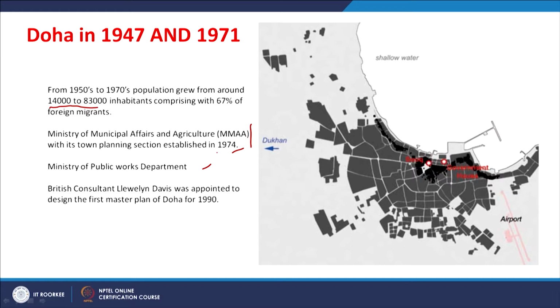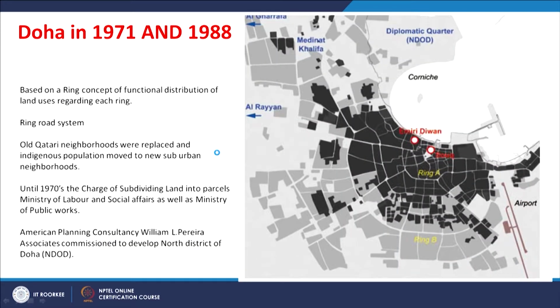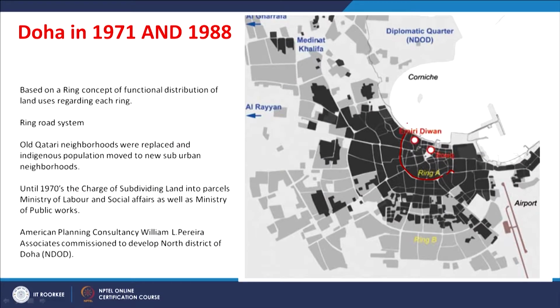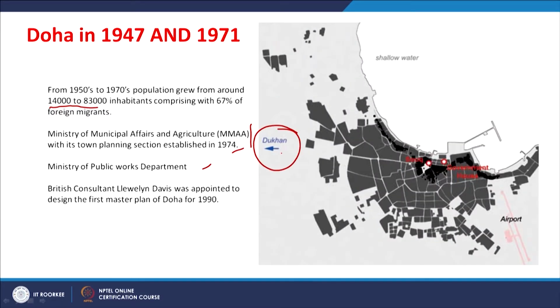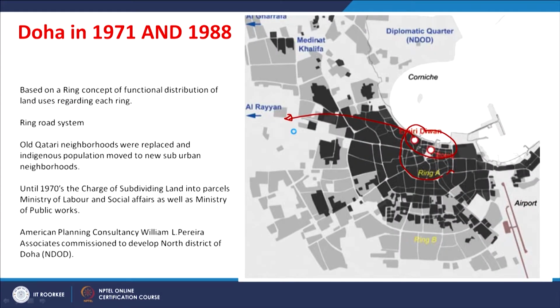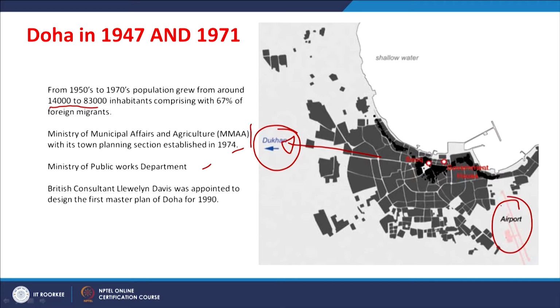So what he did was develop this whole master plan on a ring concept, which has a functional distribution of land uses, and each function is associated with a particular ring. It's a ring road system, as you can see. And with this development process and the implementation of the new master plans, the old Qatari settlements started moving out and were replaced by the new suburbs. Here is Dukhan, where the oil was found, and obviously the whole network is directed towards this economic network. And as this network developed, there was also an airport here which is close to the royal families.